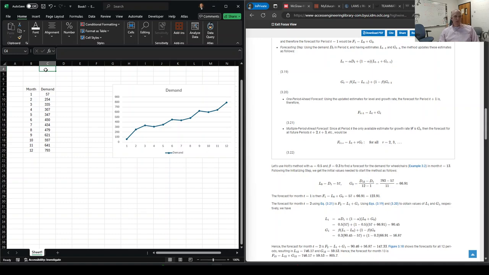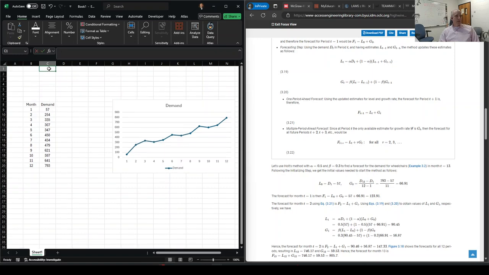And we'll follow the book along. We'll follow pretty closely to the book if we can. So we'll do an alpha of 0.5 and a beta of 0.3. If I can give myself a little space here. Alpha equals 0.5 and a beta equal to 0.3.